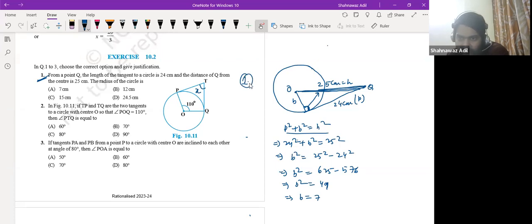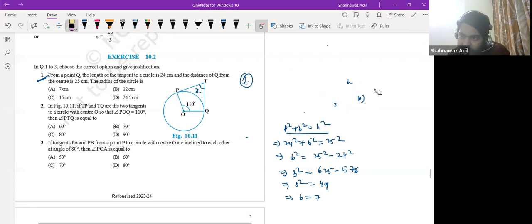So then, have you noted down this part? Yeah. Okay. And the second question as well, right? Yeah.